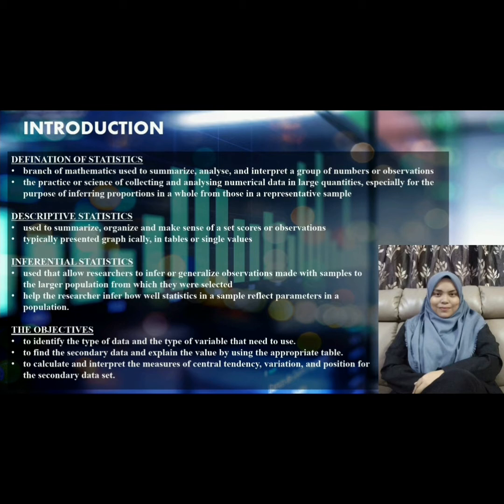The objective is to identify the type of data and the type of variable that need to be used, to find the secondary data and explain the value by using the appropriate table. And lastly, to calculate and interpret the measure of central tendency, variation, and position for the secondary data set.